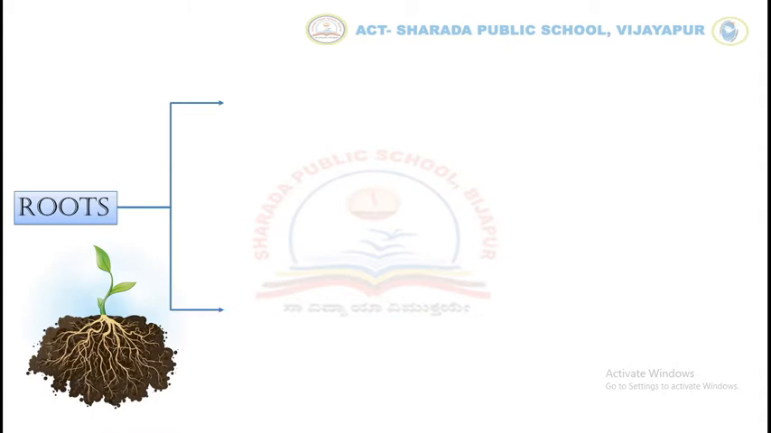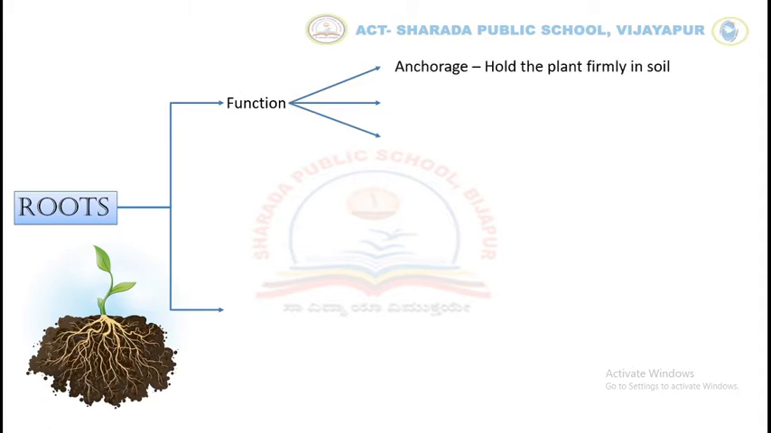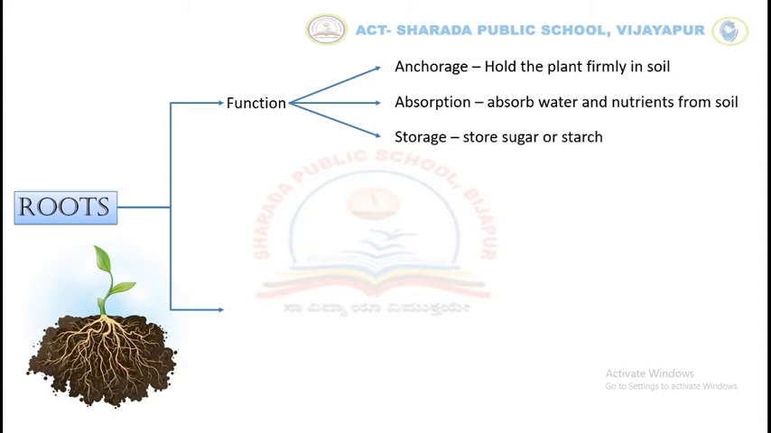Let us first look at the functions of the roots. The functions of the root is to hold the plant firmly in soil, absorb water and nutrients from soil, and store sugar or starch. There are basically two types of root system. They are taproot system and fibrous root system.